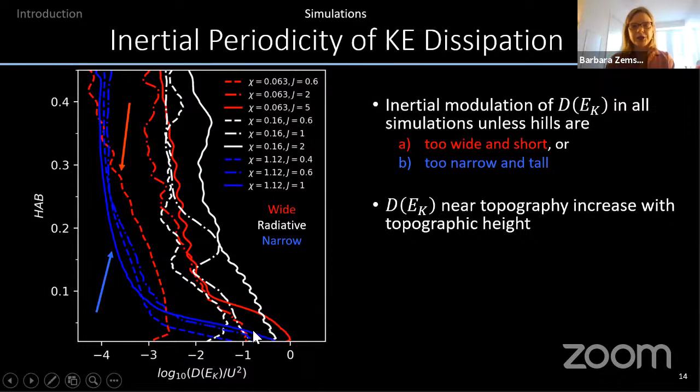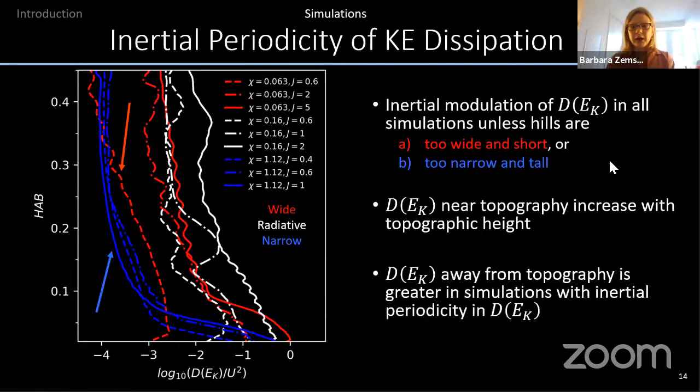We also saw that the kinetic energy directly near the topography does increase with topographic height. However, away from the topography, there's actually greater kinetic energy dissipation in simulations where inertial periodicity in kinetic energy dissipation occurred. What I mean is, for example, if we look at the blue curves, while this taller topography in solid line has a much higher dissipation rate near the topography, as we go away, actually the other two simulations that did exhibit the inertial periodicity in kinetic energy dissipation have higher dissipation rates. I will not focus too much on the narrow topography for now and focus more on the wide and radiative regimes, because they actually have higher kinetic energy dissipation rates away from topography for the rest of my talk.